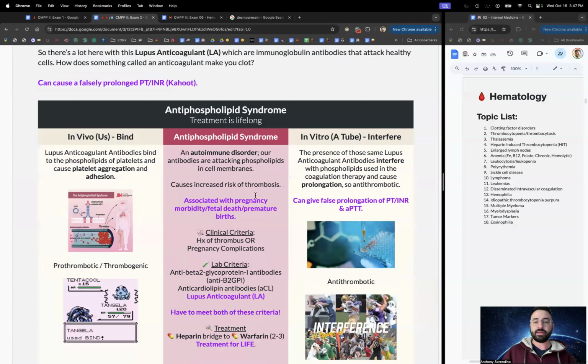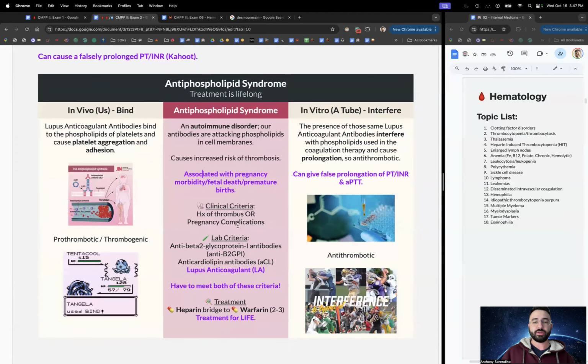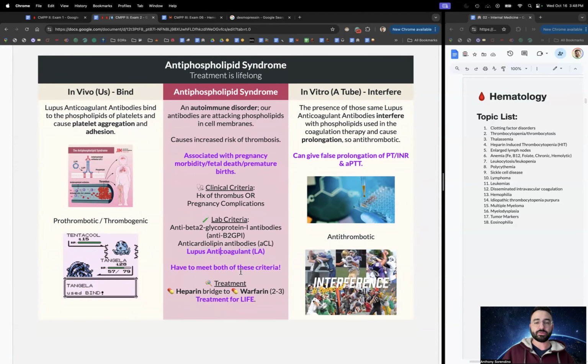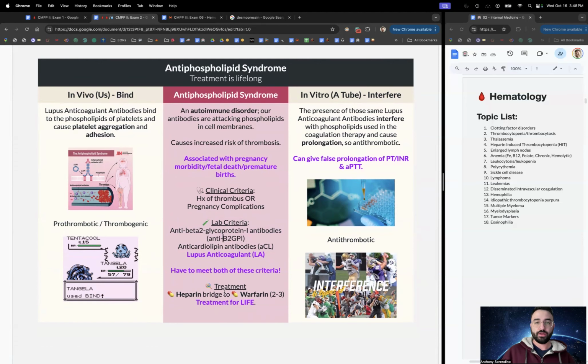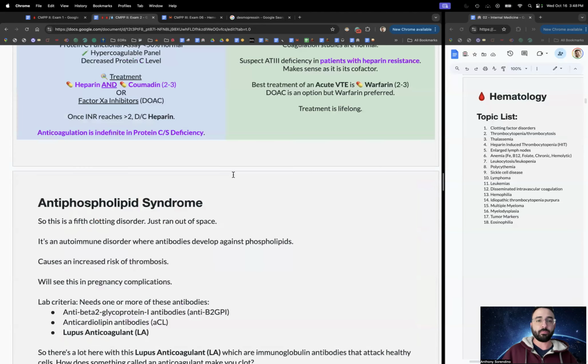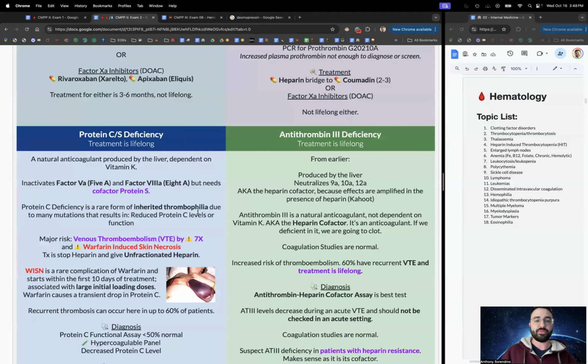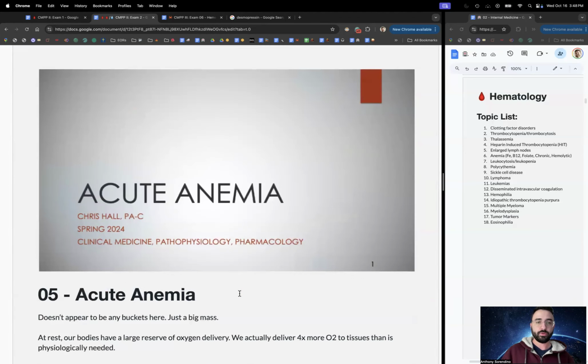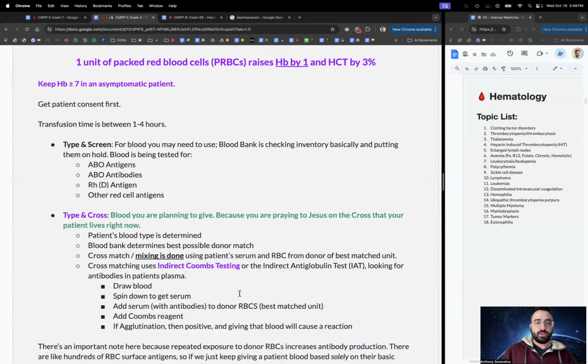Antiphospholipid syndrome, again, just know this is associated with pregnancy morbidity and mortality. This comes up in lupus, you'll see that in rheumatology. So you have some antibodies. Treatment again here is heparin and warfarin. So factor V Leiden and antiphospholipid syndrome have to do with pregnancy complications and miscarriages, and know that antiphospholipid syndrome is associated with lupus.